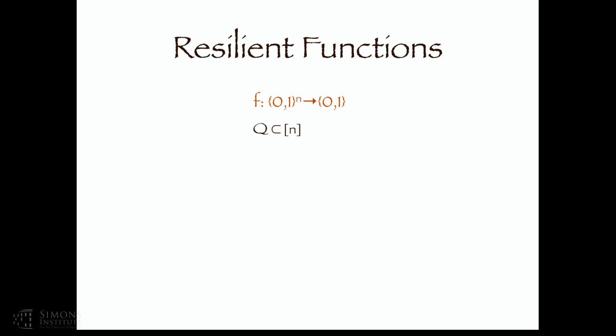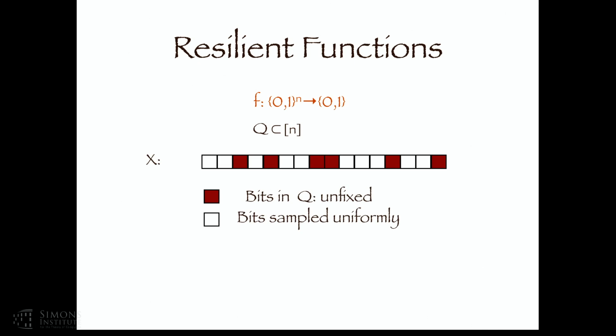And let Q be a subset of coordinates. You sample a string x in the following way: you sample bits outside Q uniformly and independently, and leave the bits in Q unfixed. Then you look at the function f of x, which is now just a function of the coordinates in Q, and ask whether it's not the constant function. Or in other words, the bits in Q can actually change the value of the function. So this is exactly the influence of Q on the function f.